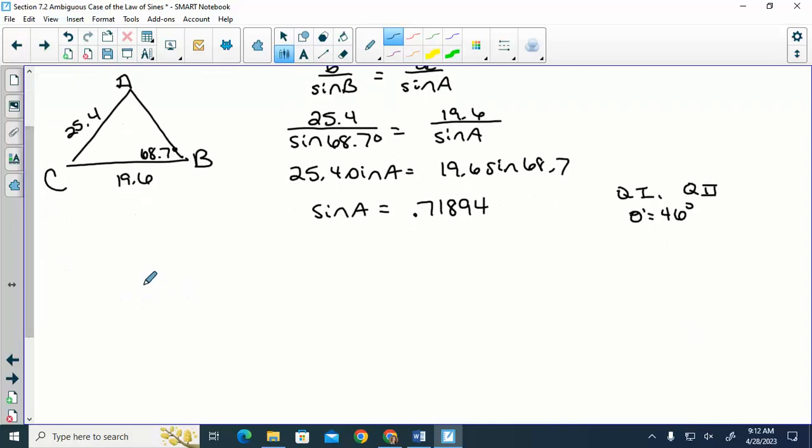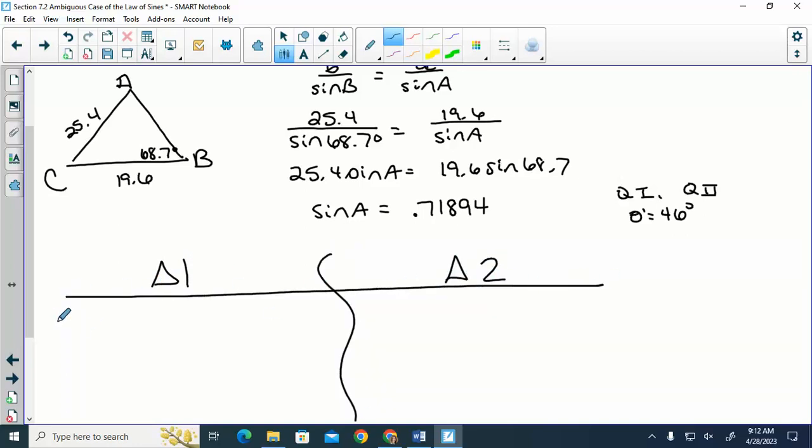So let's consider our two triangles. In triangle 1, in quadrant 1, your reference angle is your angle. In quadrant 2, you have to do 180 minus that. 134. Okay, you might notice a problem right now. Does anyone catch it?